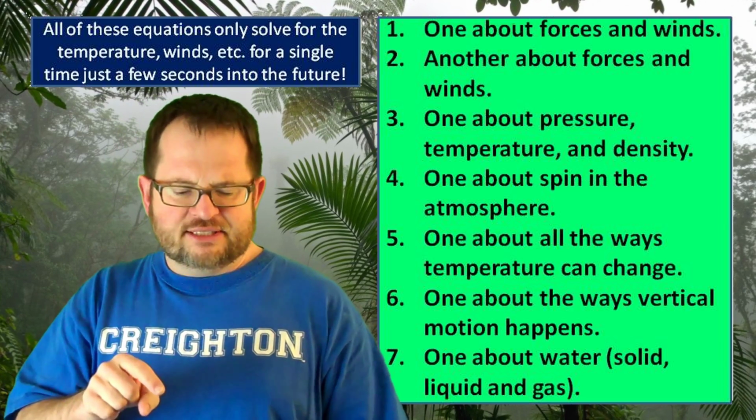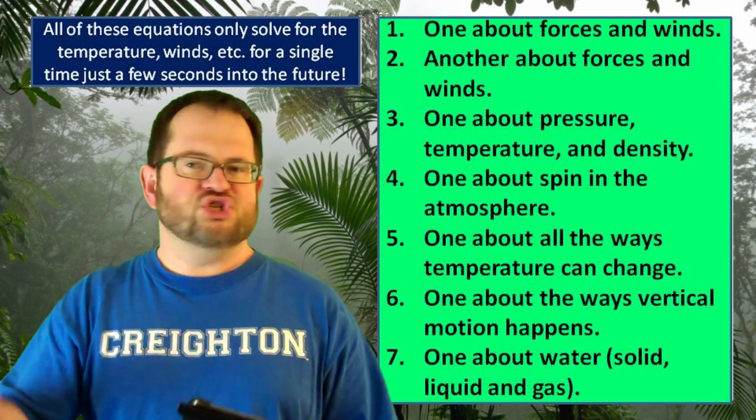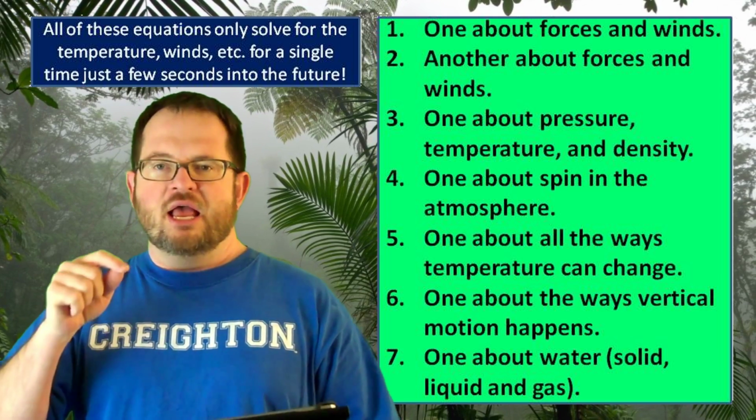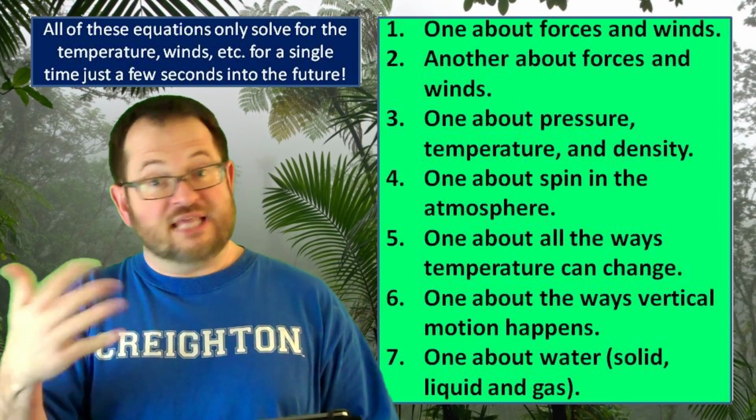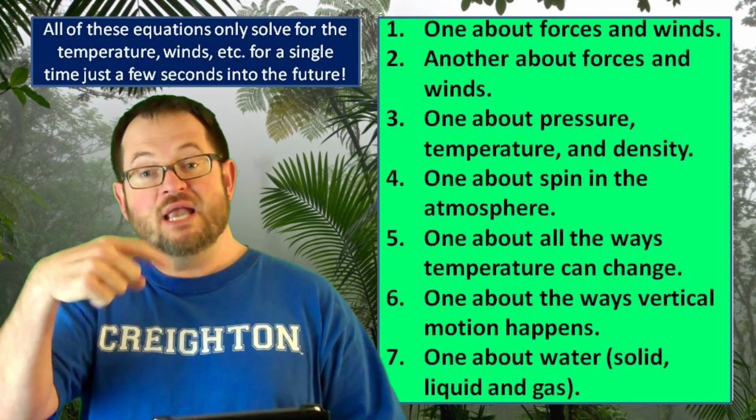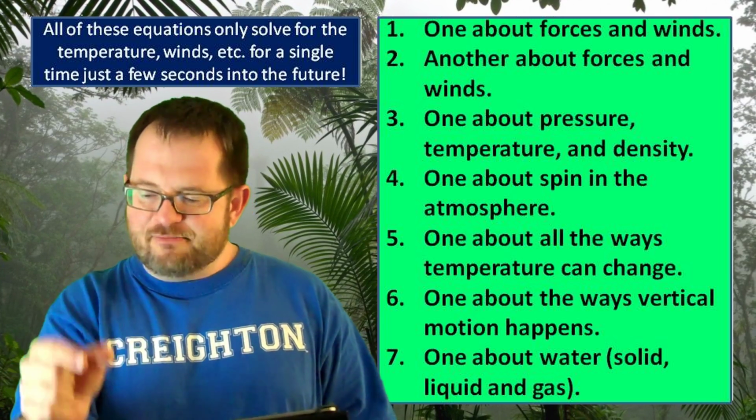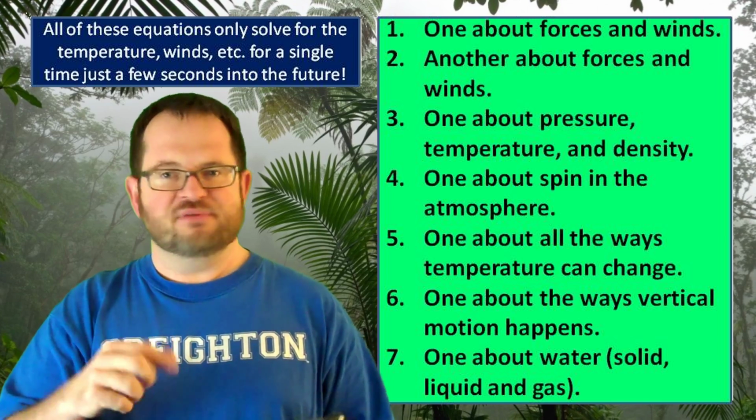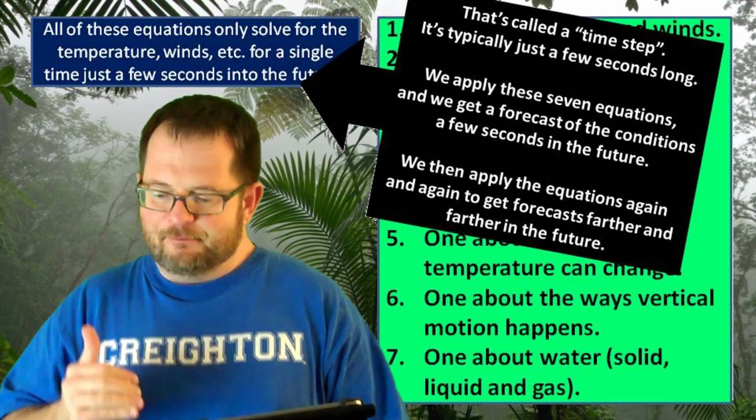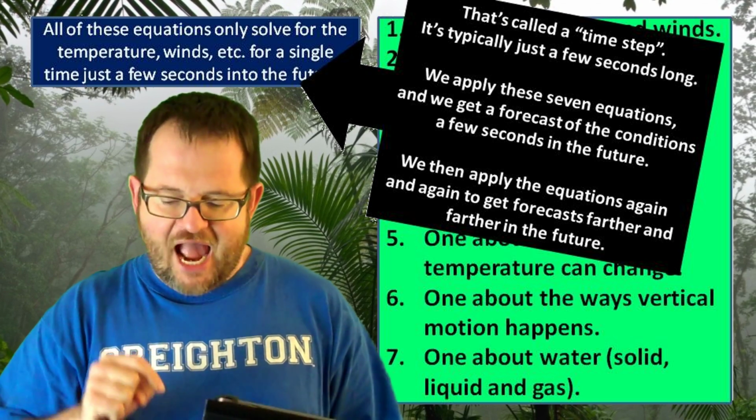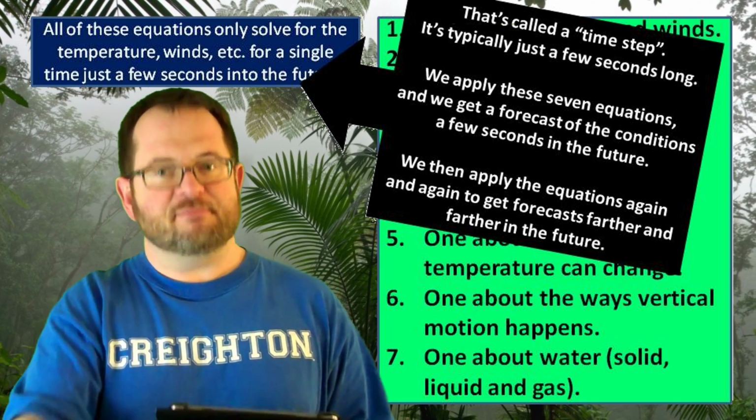All of these equations only solve for the temperature, the pressure, the winds, the moisture, and so on in the Earth's atmosphere at one time. They solve for those properties of the atmosphere for one time a few seconds into the future. That little gap of a few seconds is called a time step. We take the current data, what the weather is doing now, and we apply the 7 primitive equations, and we get a forecast of what the temperature, the pressure, and the winds will be one time step into the future.